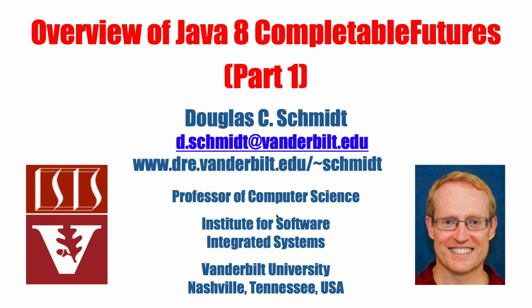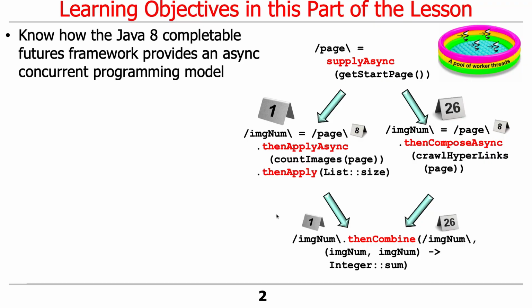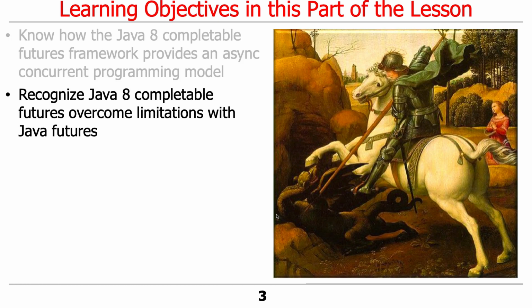Okay, so now that we talked about everything that's wrong with Java Futures, let's talk about how CompletableFutures fixes these problems. And we'll do this by explaining a bit about what the CompletableFutures framework is in the first place to give you the big picture view. And then I'll explain to you how the framework overcomes the problems with classic Java Futures, which are the features that have been around since 2004 or so.